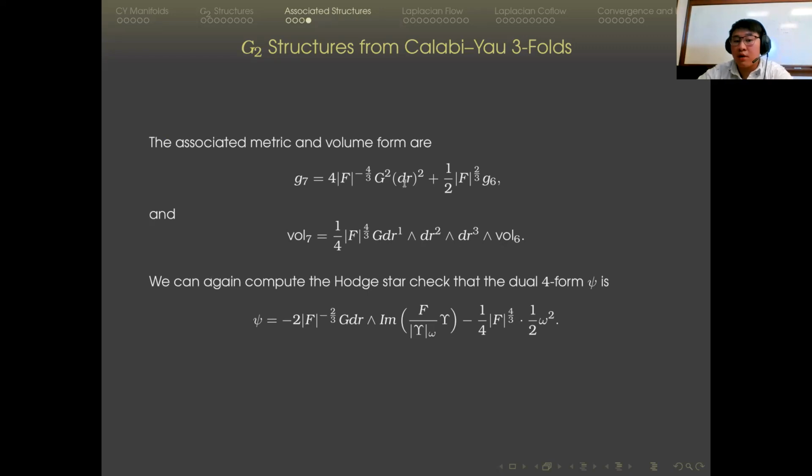Again, we get this warped product. dr squared has a different coefficient in front of it than the Calabi-Yau metric on the base.